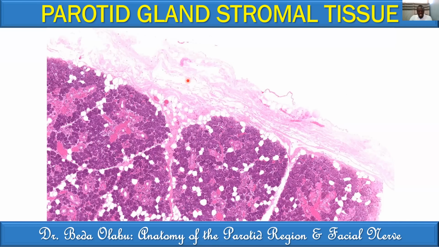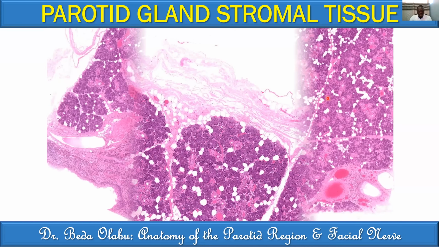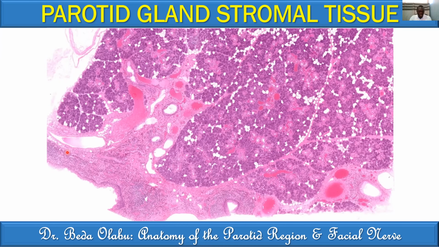This fibrous capsule, as you can see, sends in some septae like that one, and that one. And these septae tend to divide the gland now into lobules. Like this is one lobule, that's another lobule, that's another lobule, that's yet another lobule. The capsule sends in septa that divide the gland into lobules. Important to note is that the septa that go into the gland carry blood vessels, as you can see that one, or even this one.